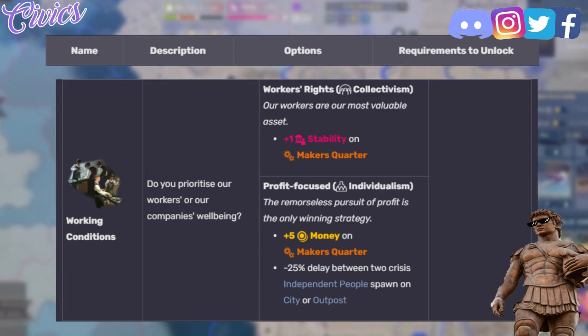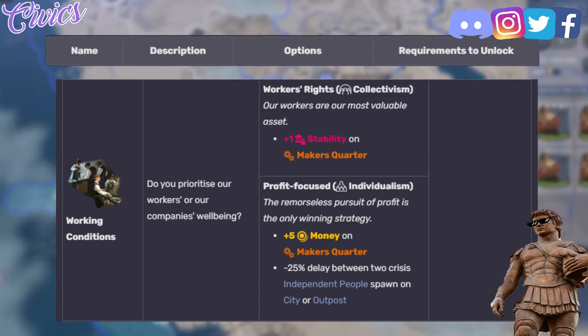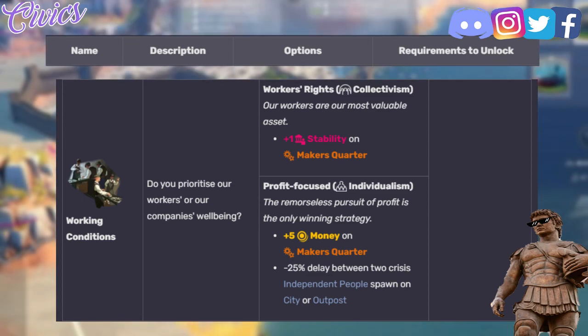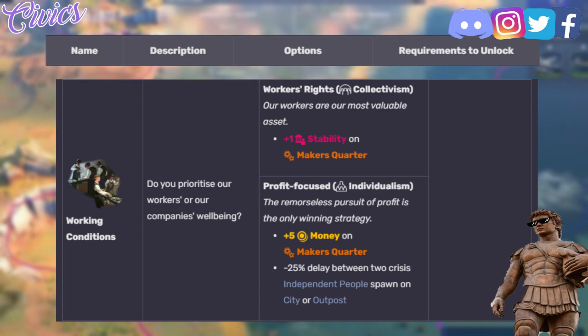Option B, profit-focused, individualism. The remorseless pursuit of profit is the only winning strategy. Receive plus 5 money on maker's quarter and minus 25% delay between 2 crisis-independent people spawn on city or outpost.